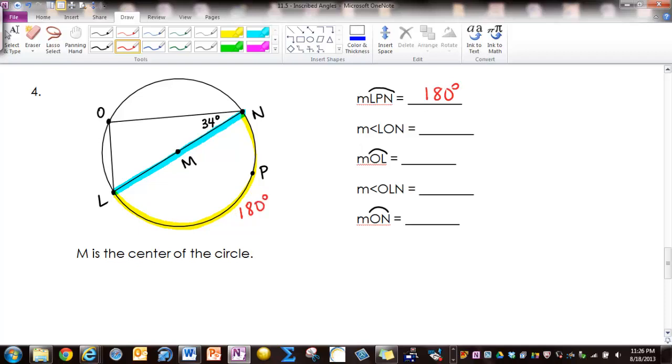Next, we're asked to find the measure of angle LON. Now, angle LON is being traced right now in purple. Now, if you notice, angle LON is an inscribed angle, so its measure is going to be equal to half of its intercepted arc, which is the yellow arc. So the measure of angle LON is therefore going to be 90 degrees or a right angle.